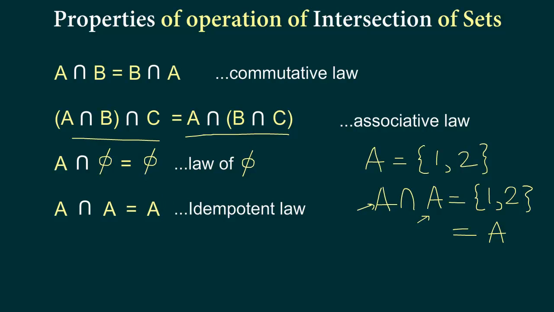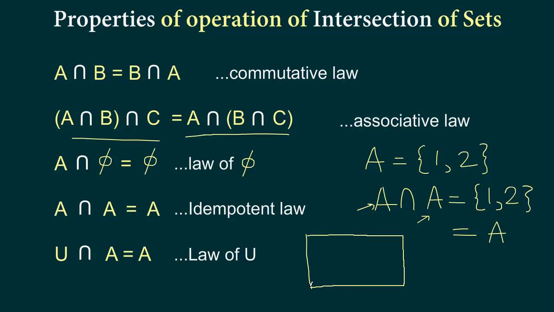And the last property that we are going to focus on is this. U, which is the universal set, intersection A, is going to be the set A. So let's draw this quickly. Let's say we draw a rectangle here representing the universal set. So this is our universal set. And let's draw a set A here represented by this circle. So U is the entire universal set, and A is represented by the circle.